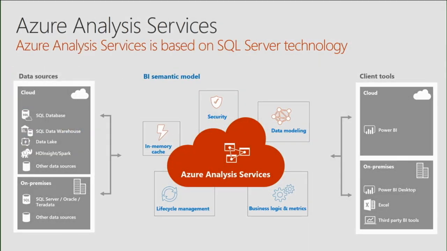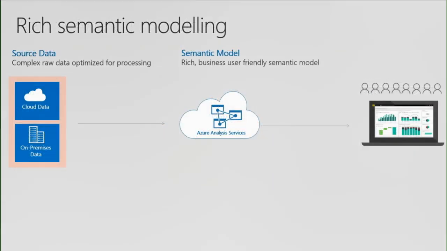Now all those tools can also directly go and talk to the data sources that you see on the left-hand side here and many, many more. They can go talk to them directly. So why would you want to put Analysis Services in between those tools and the data sources? There's 2 reasons I like to talk about. The first is this rich semantic model.